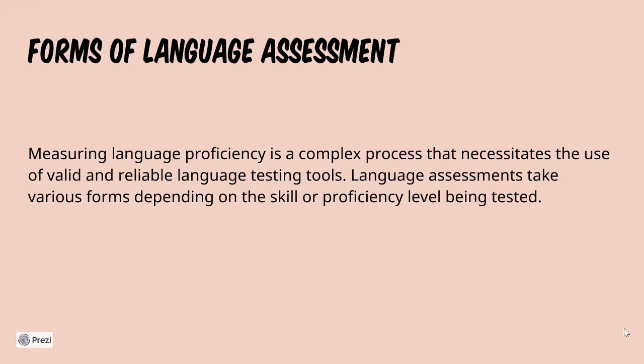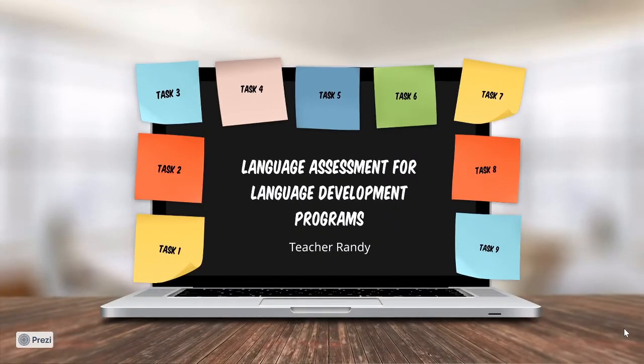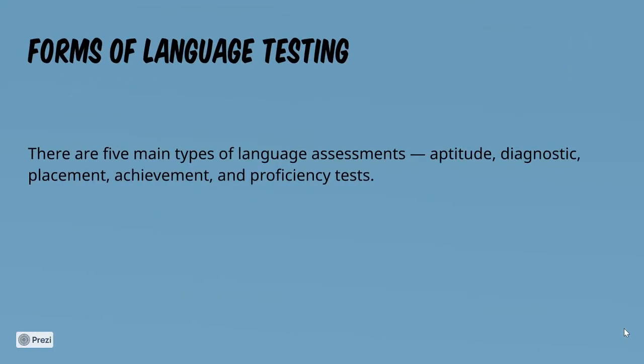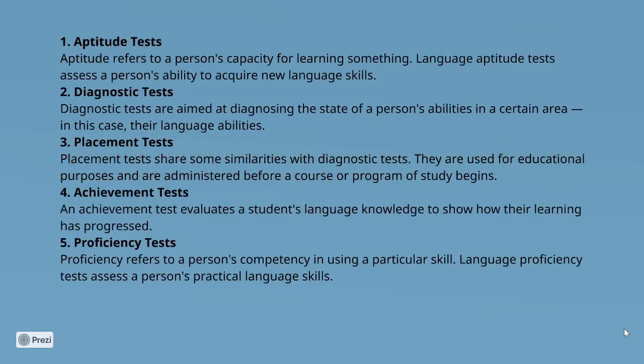The forms of language testing. There are five main types of language assessments: the aptitude, diagnostic, placement, achievement, and proficiency tests. Aptitude tests. Aptitude refers to a person's capacity for learning something. Language aptitude tests assess a person's ability to acquire new language skills. Because of the nature of these tests, they are more general than most other language tests and don't focus on a particular language. Instead, they assess how quickly and effectively a person is able to learn new language skills.